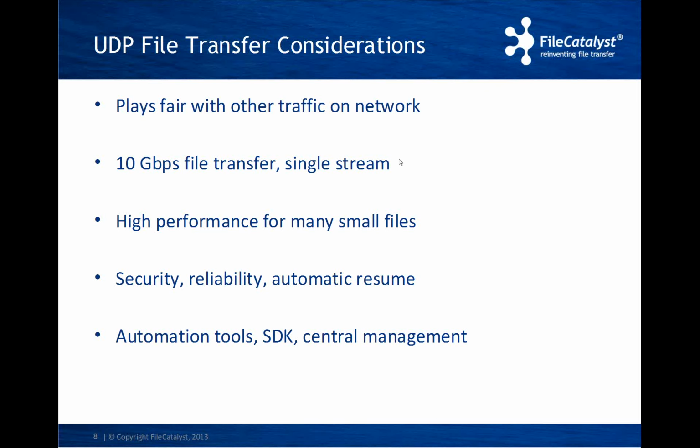So some considerations you want to pay attention to if you're looking at FileCatalyst or, again, any other UDP-based file transfers. You want to make sure it plays fair with other traffic on the network. There are solutions out there that are great at sending at 100 megabits, but what happens if someone starts another transfer in the meantime? FileCatalyst will automatically throttle back and allow that traffic to go through, and then it will speed up again.